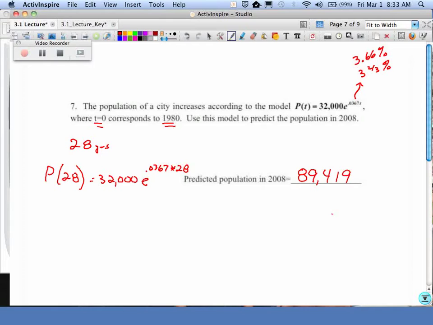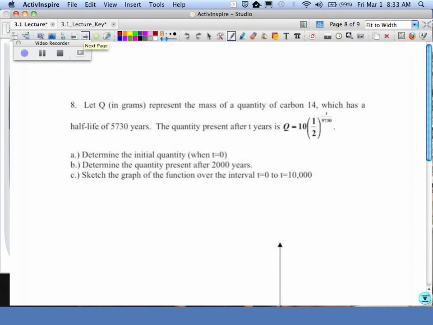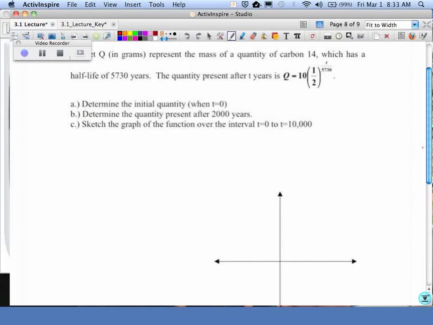Is that the last problem? Oh, one more? Oh, half-life problems. So another use of exponentials is to talk about half-life problems. Carbon-14 is constantly being emitted.